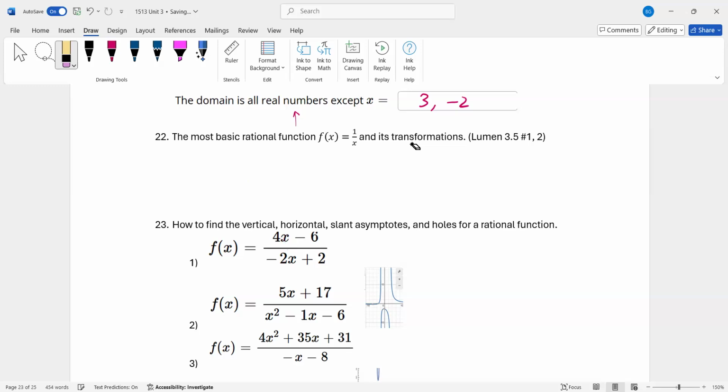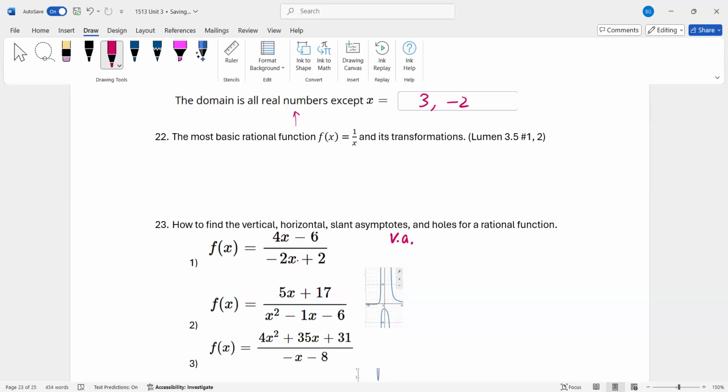First question. How do we identify the vertical asymptote? I'm going to use V.A. V.A. represents vertical asymptotes.